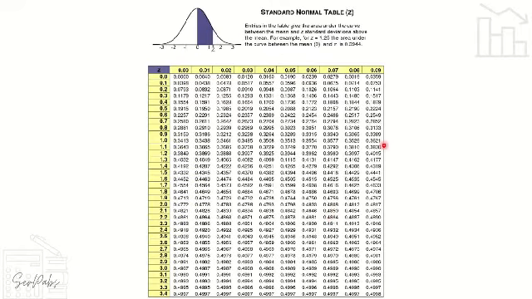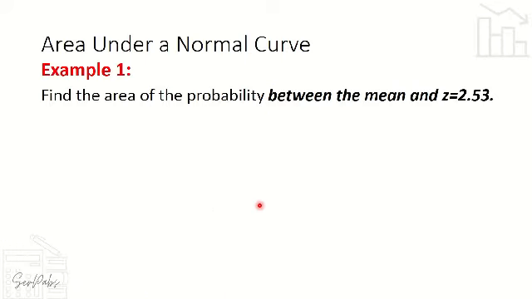Okay, so ito yung ating Z-score table na gagamitin natin to identify the probability of a Z-score or a standard score. So, kailangan meron kayong kopya nito. Okay, so let's have a sample problem here. So, area under a normal curve, example number 1. Find the area of the probability between the mean and Z equal to 2.53.